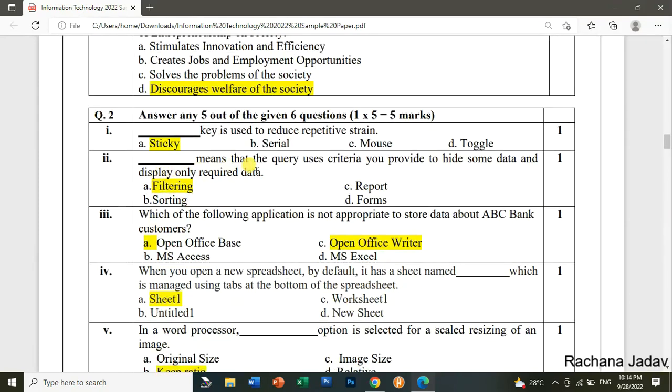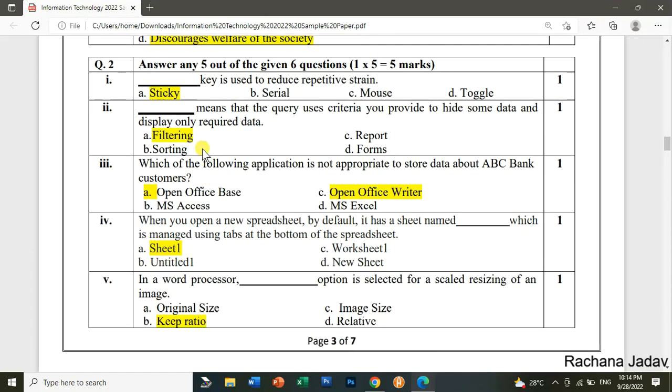Okay. Dash means that the query using criteria you provide to hide some data and display only required data. So that is known as filtering.